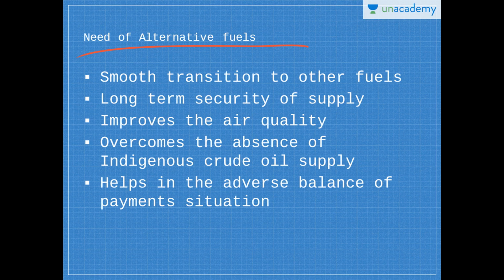So what is the need for alternative fuels nowadays? When a shortfall occurs, when there is no crude oil or petroleum, these fuels will become a smooth transition compared to the other fuels. They have long-term security of supply, they improve the air quality, and they overcome the absence of indigenous crude oil supply. They improve the air quality because the alternative fuel gives cleaner exhaust gas compared to other forms of fuel. They also help in the adverse balance of payments situation.